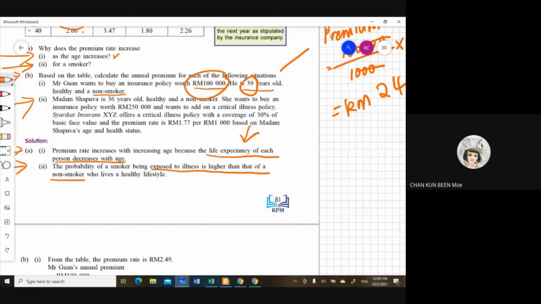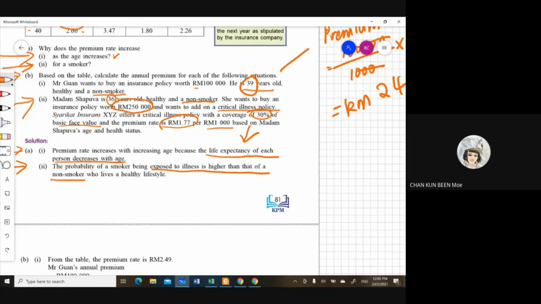Okay, look at the second one. Madam Shapuva is 36 years old, healthy and non-smoker. So you refer to non-smoker. She wants to buy an insurance policy worth 250,000 and wants to add a critical illness policy. Syarikat Insurance XYZ offers a critical illness policy with a coverage of 30% of the basic face value and the premium rate is 1.77 per 1,000 based on Madam Shapuva's age and health status.